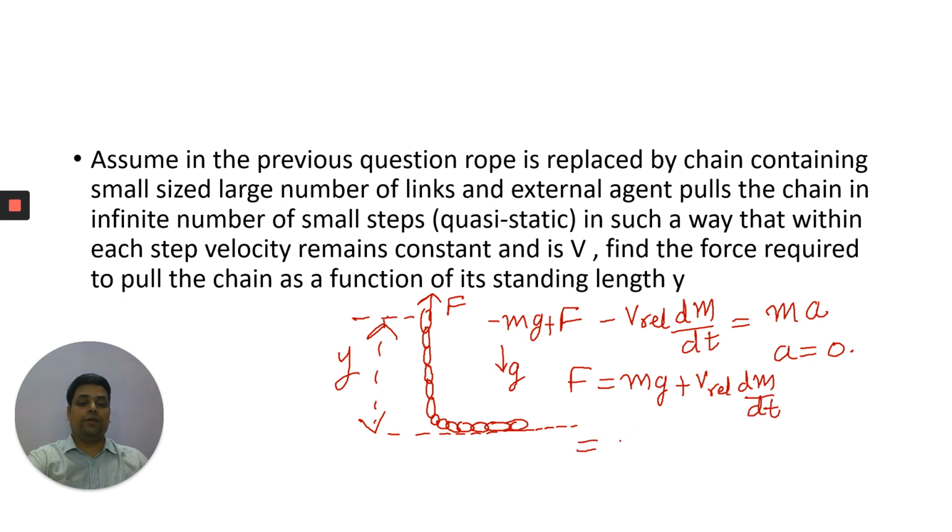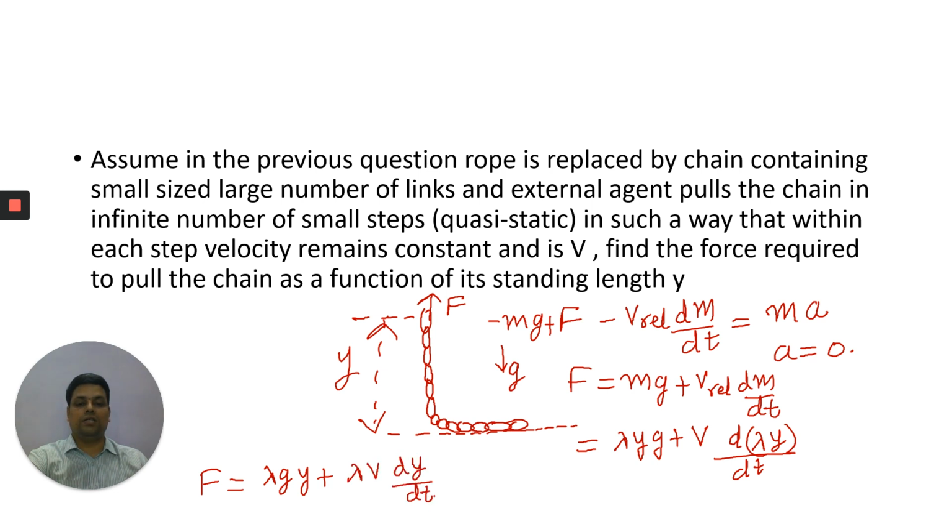Now you have to estimate m. m is the mass of the standing part of the chain, so the weight is lambda into y into g, plus v relative, which is v, times dm by dt. dm by dt stands for d by dt of lambda y, but dy by dt is again v. Therefore, the force required in this example is lambda g y plus lambda v dy by dt, and dy by dt is v. So the force required is lambda g y plus lambda v squared.